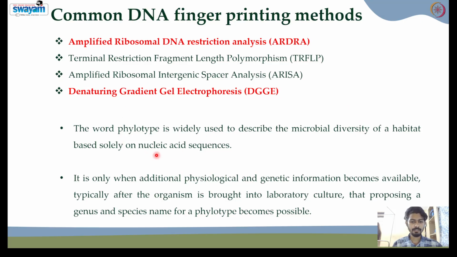So this term refers to the microbial diversity in a particular habitat, which is classified solely based on nucleic acid sequence. It is only when additional physiological and genetic information becomes available, typically after the microorganisms are brought into laboratory conditions, that we can identify the genus and species name for a phylotype, right? So before moving on to each technique, you have to understand the term phylotype.